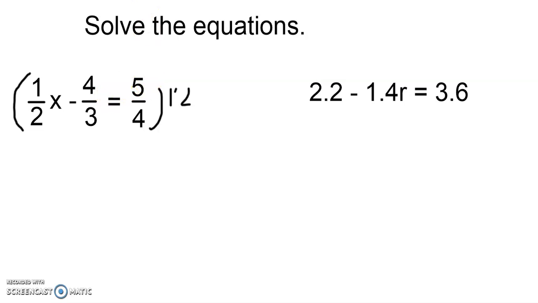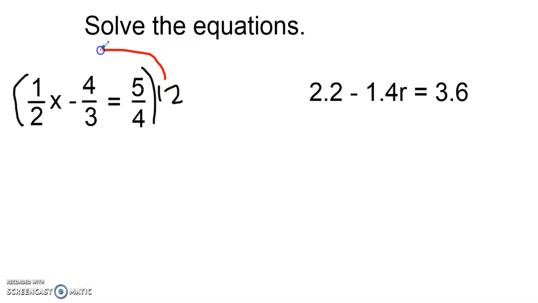Alright, so we've got two different equations here. We've got one with fractions and then one with decimals over here. So we'll start with this one on the right. And in order to get rid of these fractions, we need to find the least common denominator. So looking at these three numbers on the bottom, we've got 2, 3, and 4. And our LCM is going to be 12. So we're going to times this whole equation by 12.